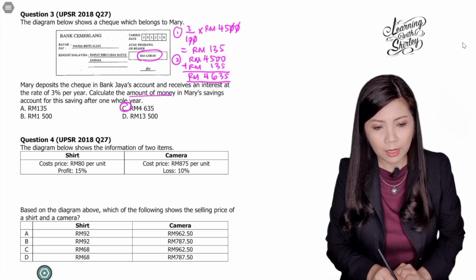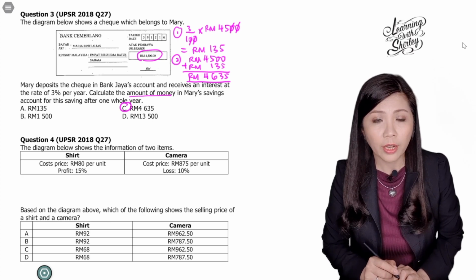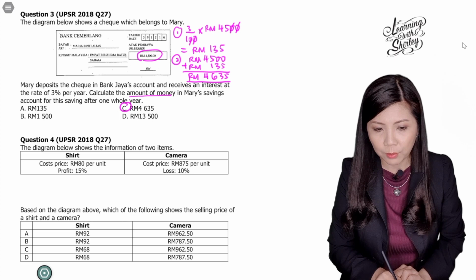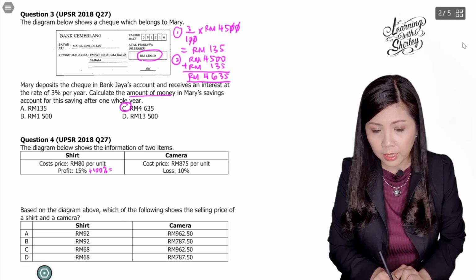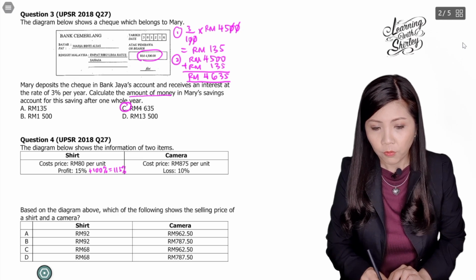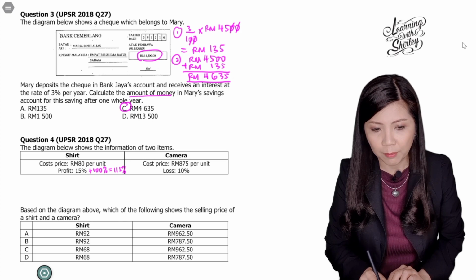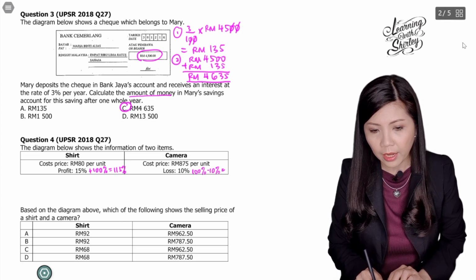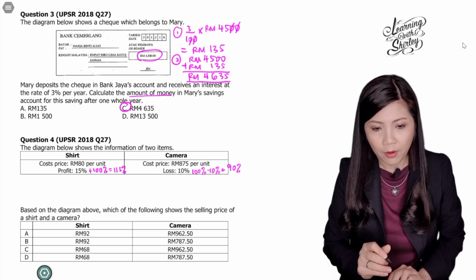Okay, so the seller wants to earn profit 15%. So to find the final price, okay, I'm going to teach you a pro way. Okay, I'm going to use 100 plus with 15% because it's profit. Okay, so total here is 115%. For the camera, it's a loss. So I'm going to use 100 minus 10%. So 100% minus 10%, okay, is 90%. Okay, so these information are very useful.